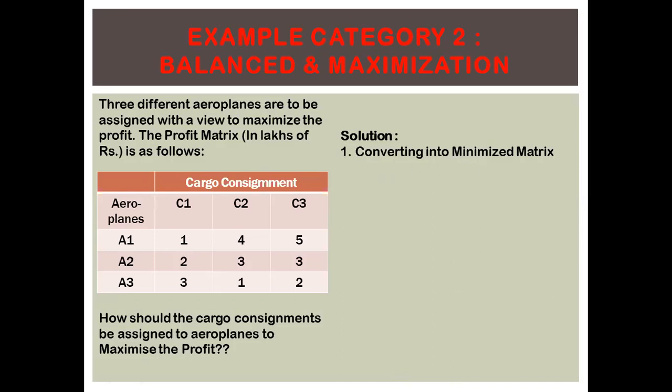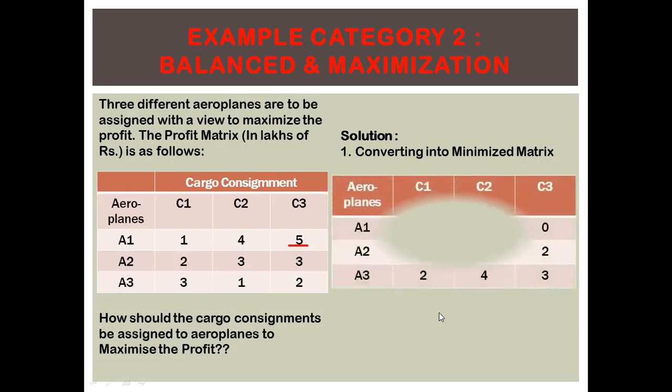Now, how will you convert this into a minimized matrix? The step is very simple. From the entire matrix, pick up the biggest number in the matrix. In this case, the biggest number is 5. You have to subtract all the numbers from the biggest number. That is, I'll be subtracting all the remaining numbers from the number 5. So the matrix which I'll be getting will look like this.